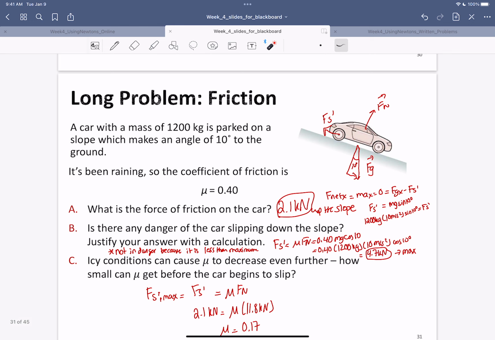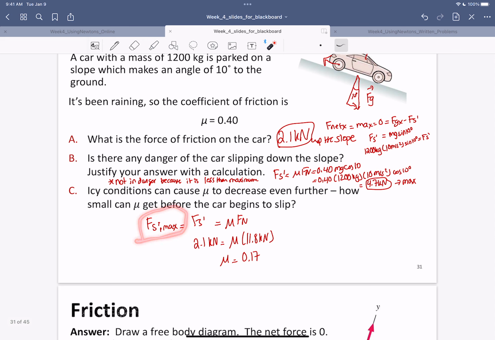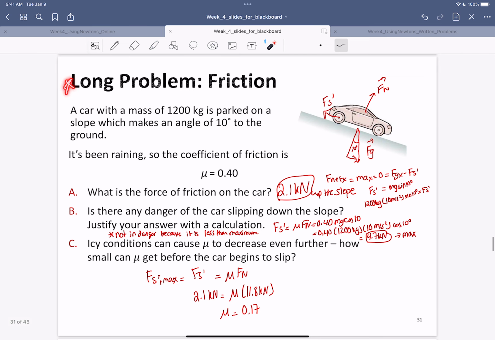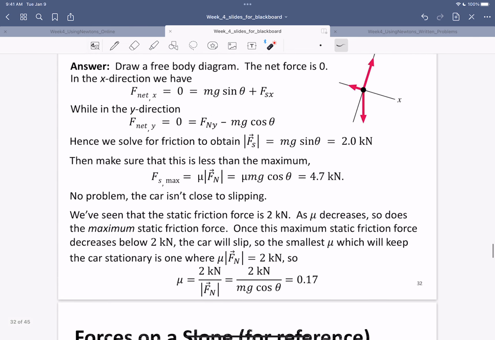it even gets you the maximum static friction force. So it'll say like icy conditions can cause mu to decrease even further. How small can mu get before the car begins to slip? So kind of an integration of all that stuff together. And so that's a really good problem, and I'll for sure upload this so you guys have access to that one.